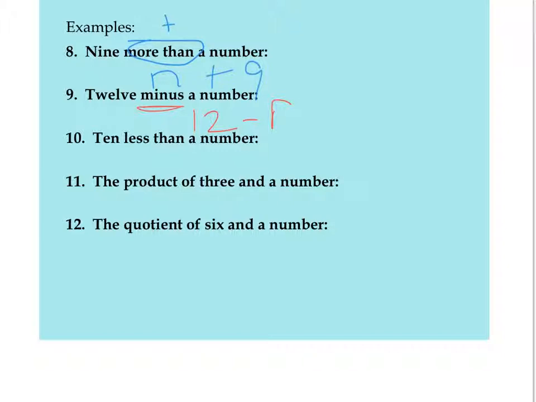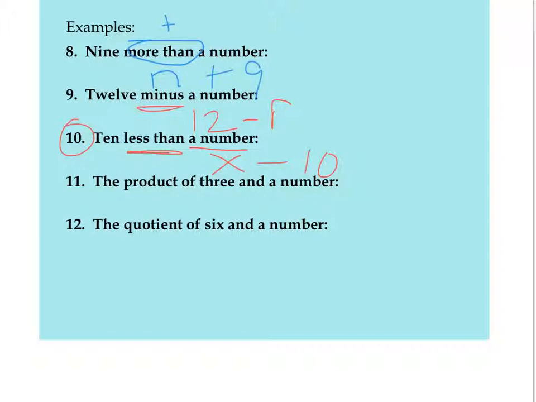As I look at the next one, 10 less than a number, less than is telling me to subtract. What's confusing with this is I have the number first. In this case, I'm going to use x as my number, and it's 10 less than that. So I need to go x minus 10. This particular one tricks a lot of students, and we'll talk about it throughout the year.